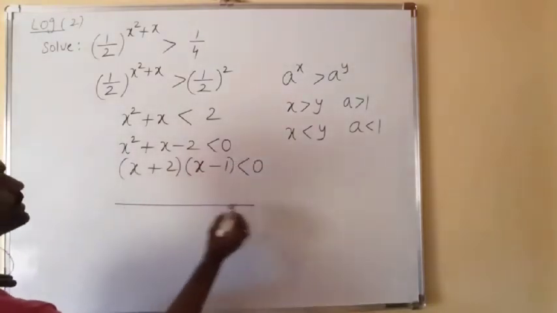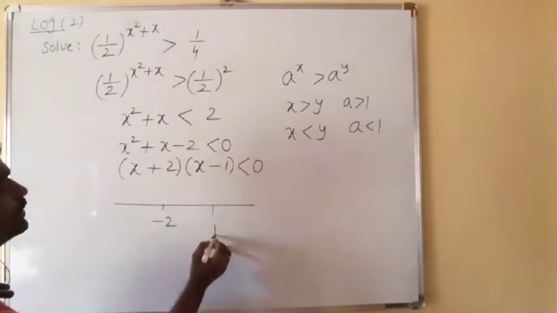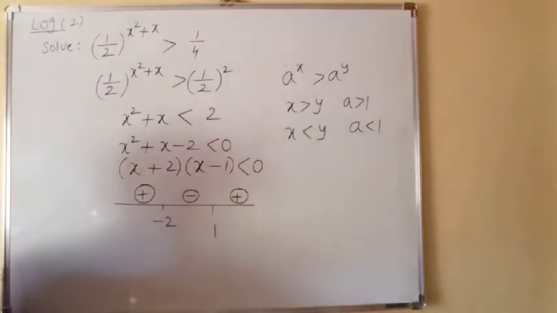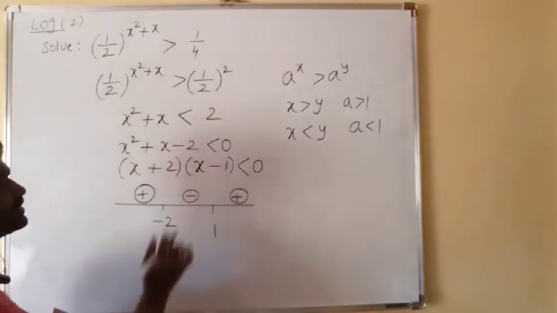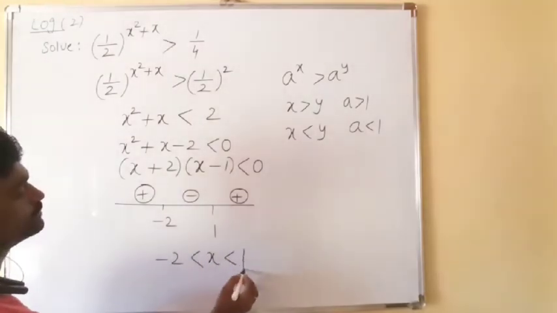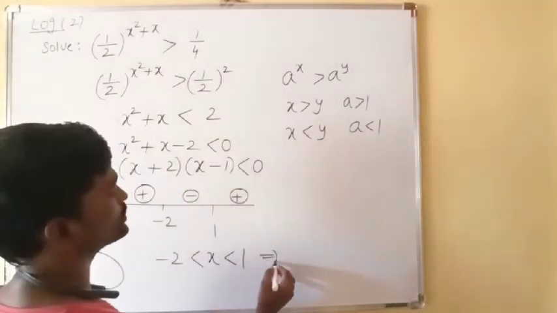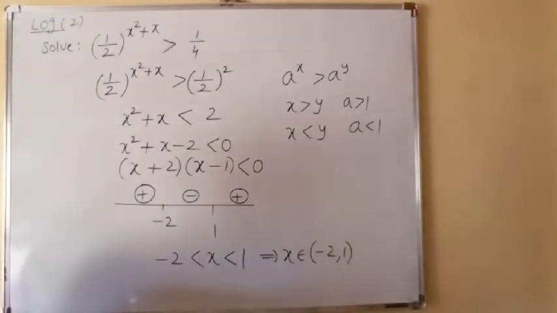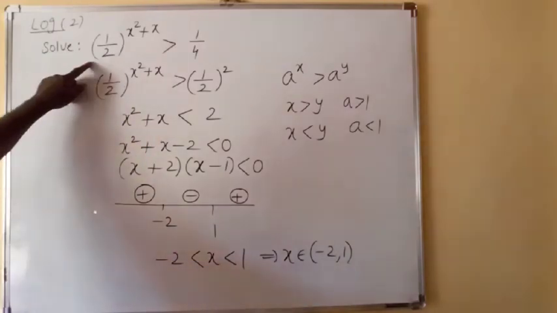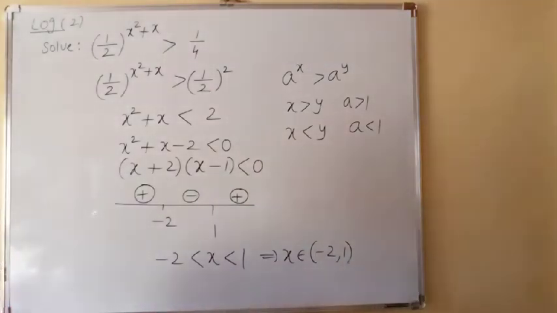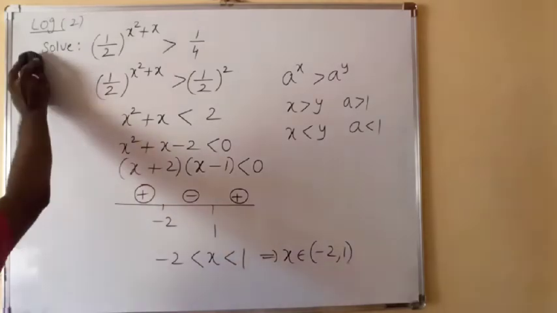So what are the roots? Minus 2 and 1. So what will you get? Plus here, minus here, plus. That means x plus 2 into x minus 1 less than 0 is possible when x lies between minus 2 and 1. So thus x belongs to the open interval minus 2 comma 1. So the solution for the given inequality is what? x belongs to the open interval minus 2 comma 1. Next, second problem.